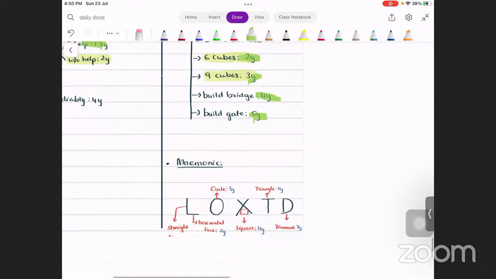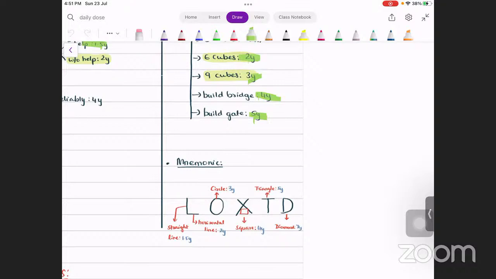Apart from that, a mnemonic I used to remember is the Lockstead. So straight line 1.5 year, horizontal line 2 year, circle 3 year, X and a square 4 year, triangle 5 year, diamond 7 year. That's the mnemonic I used to remember.